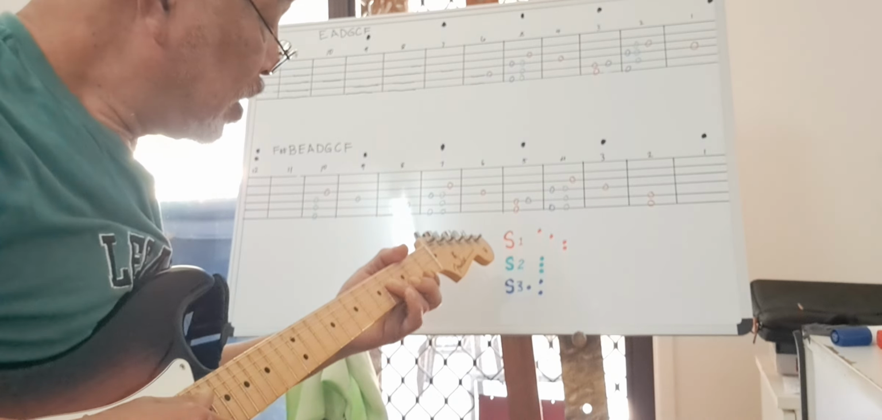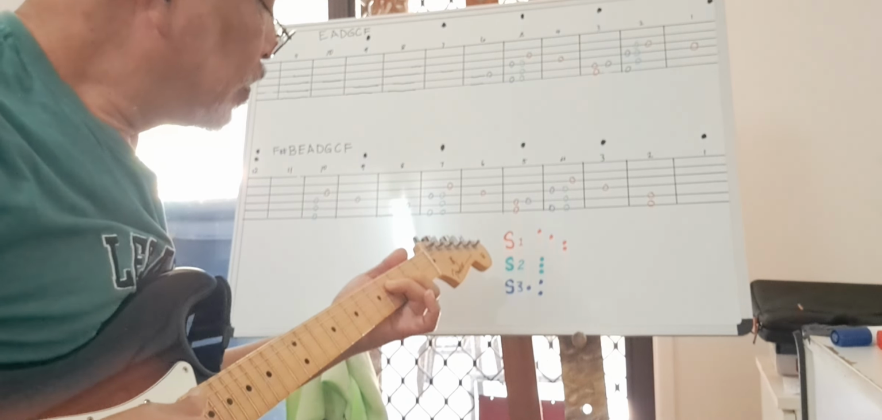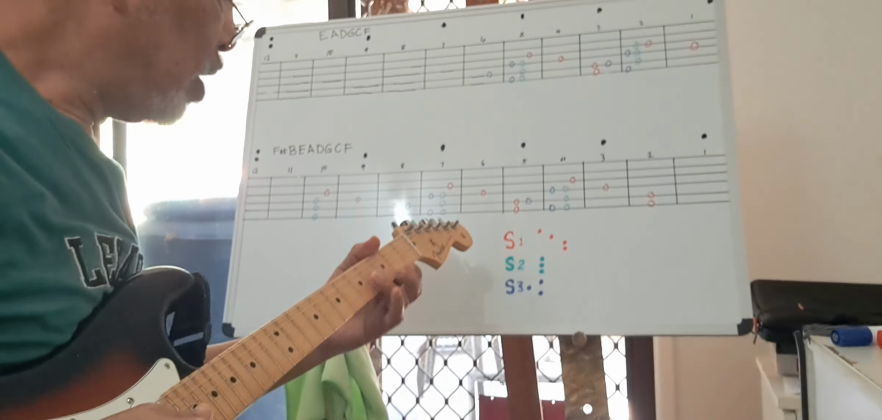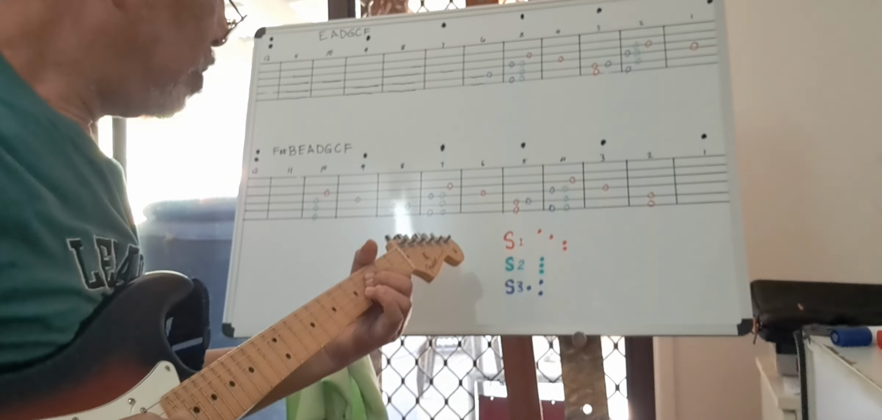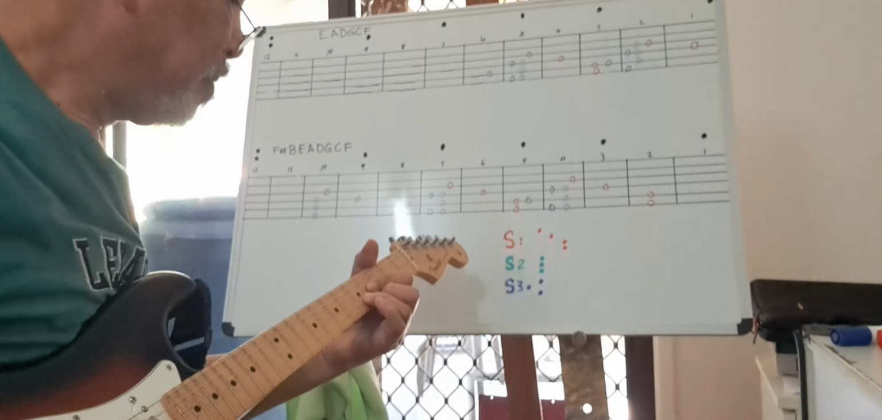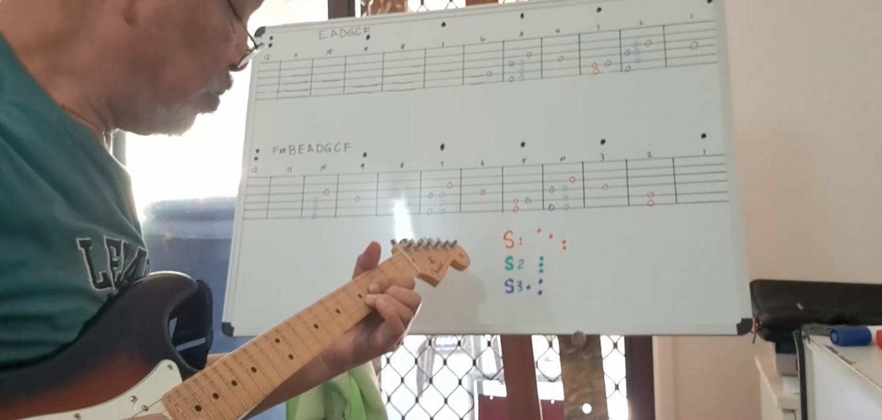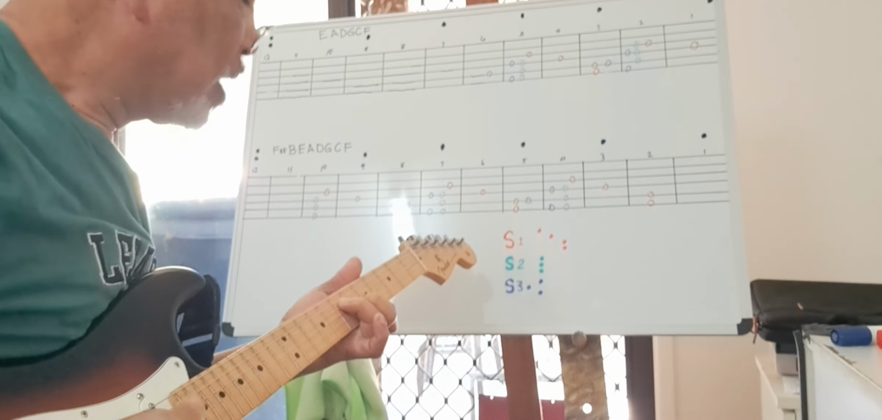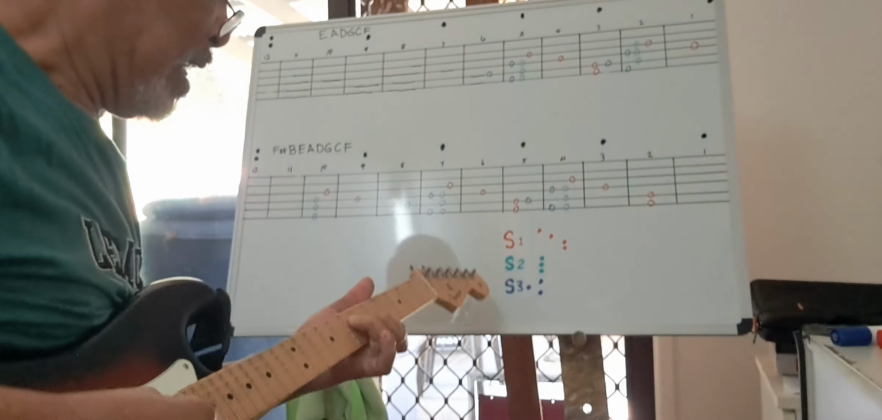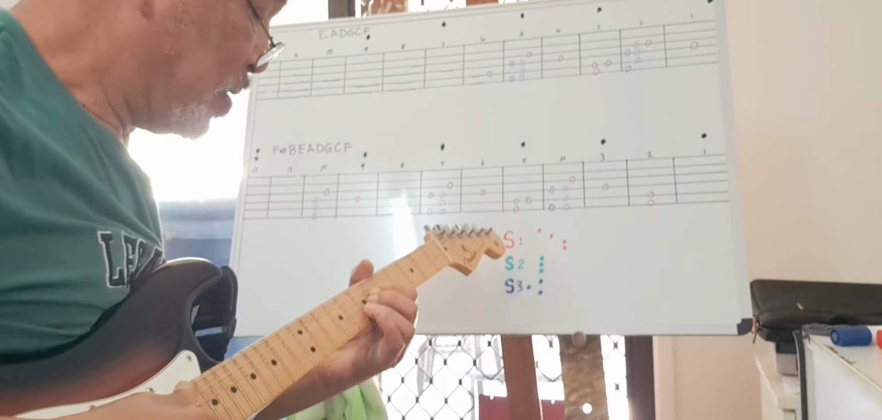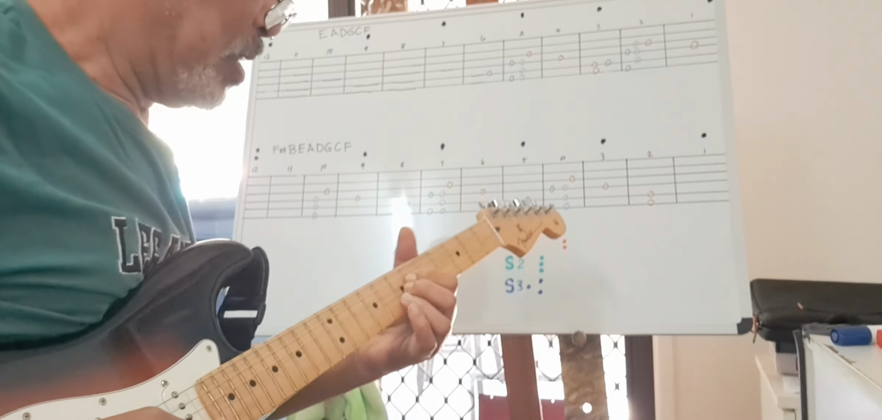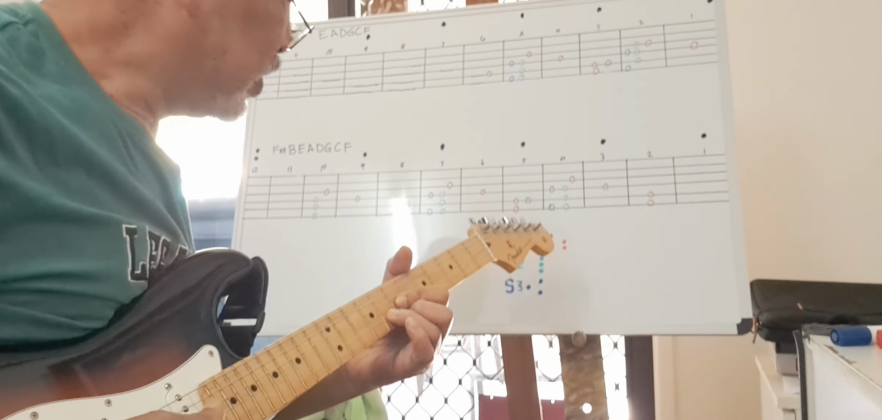Okay, so that's F sharp, shape 1, shape 2, B, and shape 3, E, and then back to shape 1, that's A, after E, A, and then shape 2, that's D, and then shape 3, that's G.